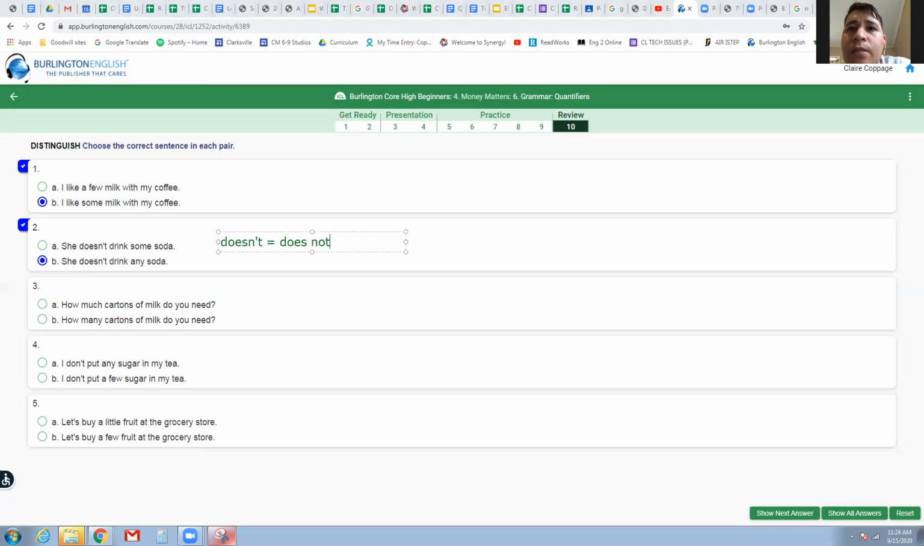How much carton of milk you need? How much cartons of milk do you need? B. How many cartons of milk do you need? Good. How do you know? Because we count. Podemos contar. Yes, we can count. We count cartons.